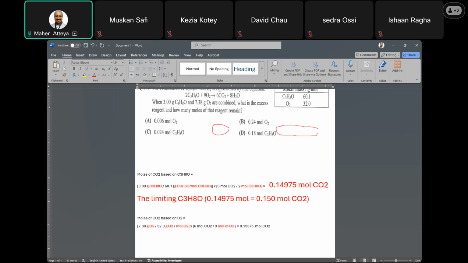So now we know that we can eliminate two options out of our choices here. The question is not asking about the limiting reactant. They're asking about the excess. So this is limiting, and this is X. The excess is what we have to put here.